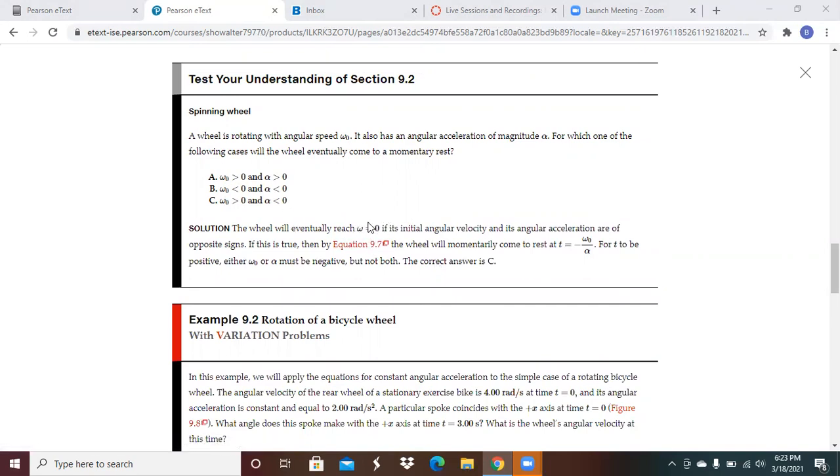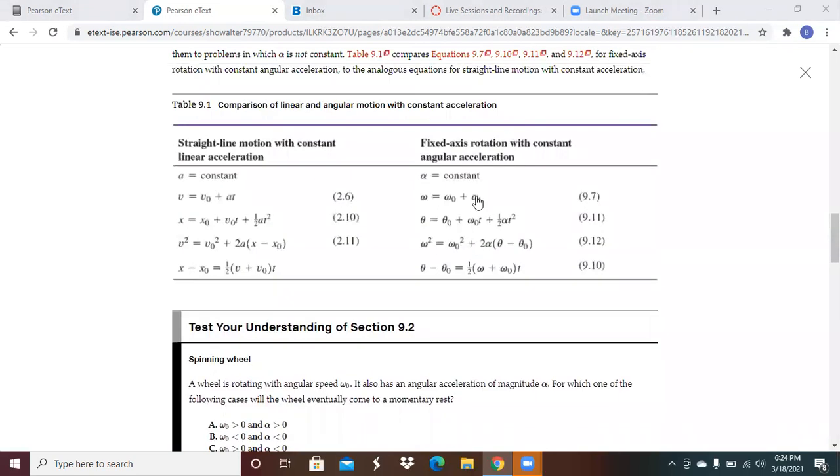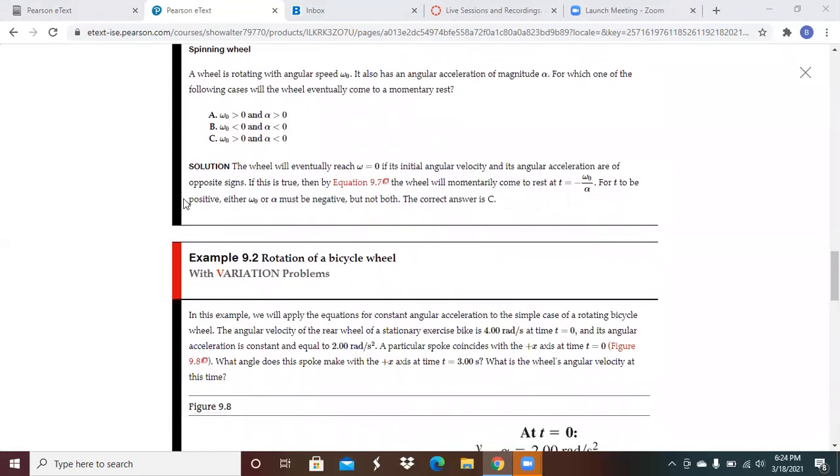Eventually, in order for it to stop, the angular velocity has to be 0. If its initial angular velocity and angular acceleration are of opposite signs, then the wheel will momentarily come to rest at this particular point in time, which is just a rearrangement of what you've got here. And then for t to be positive, either this or this must be negative, but they both can't be negative. So by process of elimination, you come up with C.